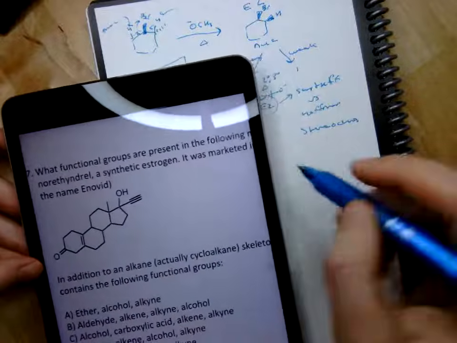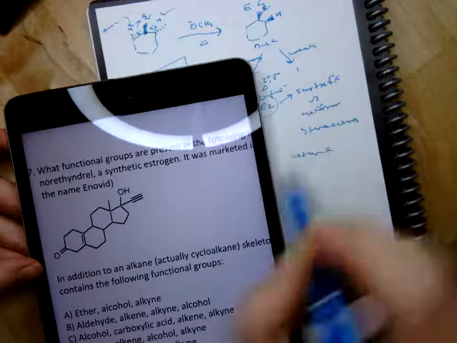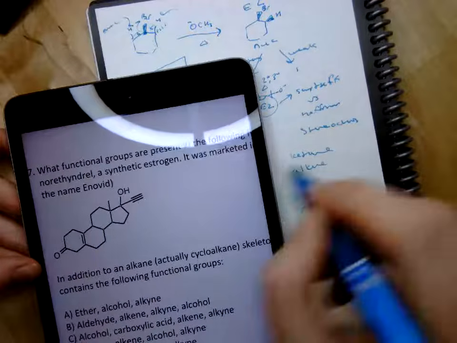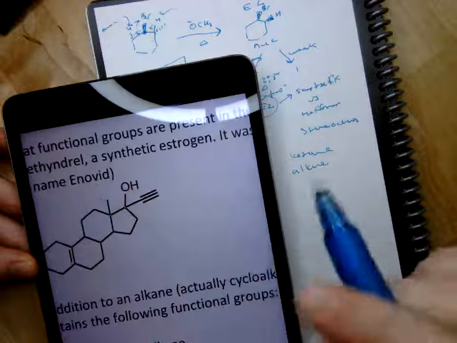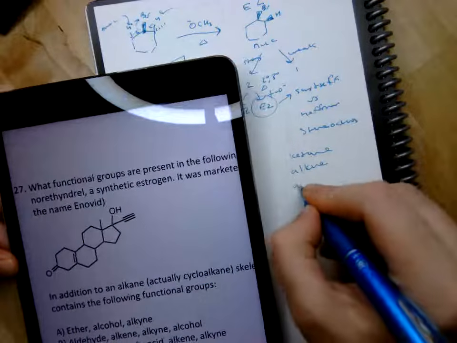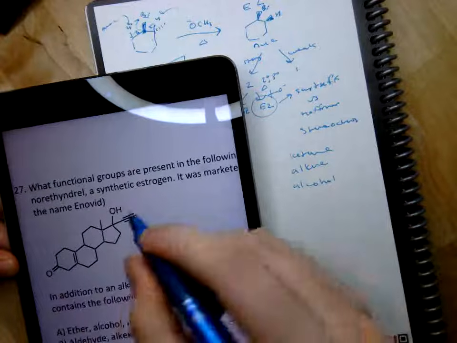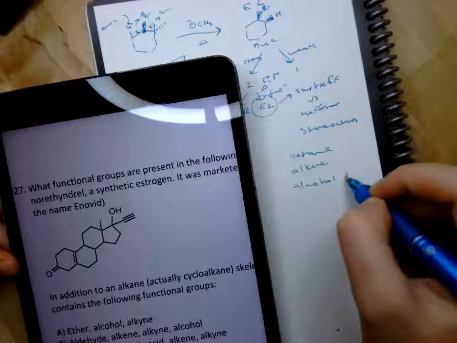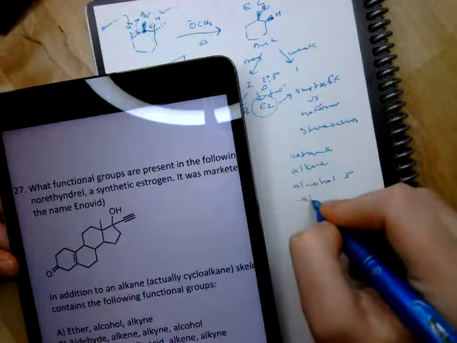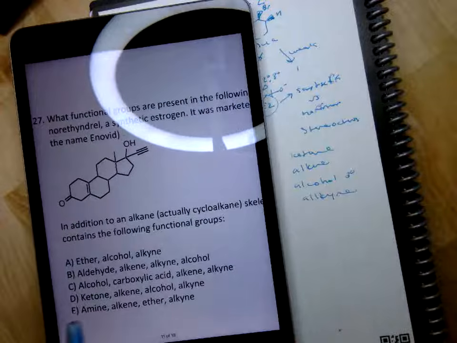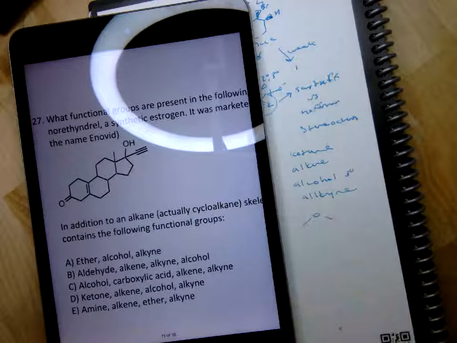So I see a ketone right here. I see an alkene. I don't know if they're going to ask us about those, but I'll go ahead and write it down. There's a methyl there. I don't think they'll ask about that. An alcohol. And just in case they want to know, this is a tertiary alcohol. And then an alkyne. Those are the functional groups I see, and then I'll go down here and look for that. There's not an ether. Ethers look like this. And I don't see that anywhere.